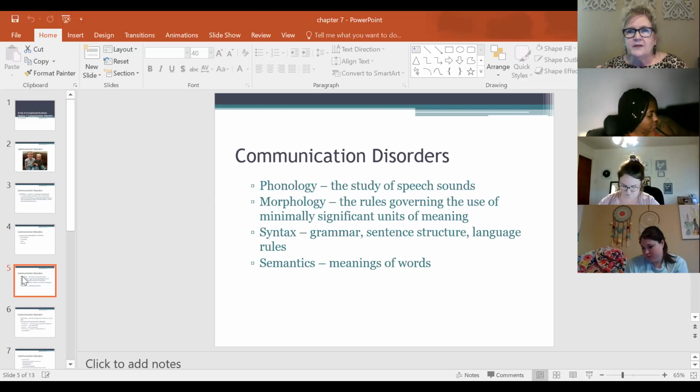So like the ing sound that you put on words to make it a verb, or an action word, or the S or the ES that you put onto a word to make it a plural, or things like that. Those small units that you use to change the meaning of words. Syntax is grammar, sentence structure, and the language rules that we have.